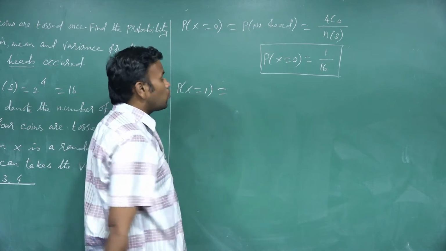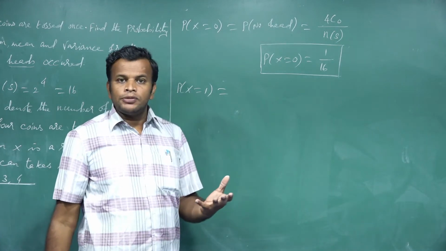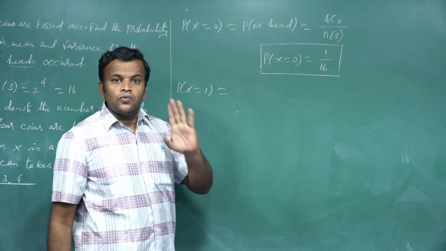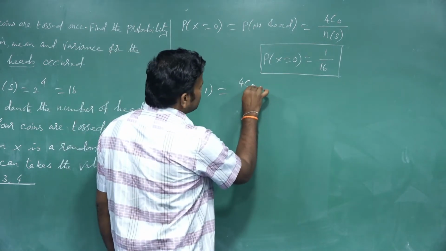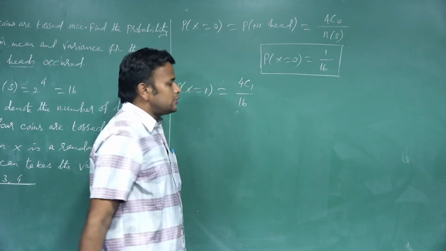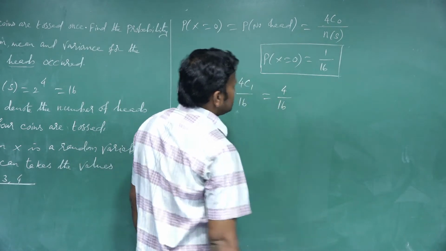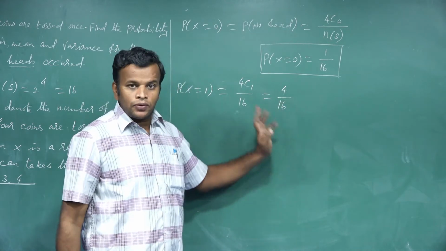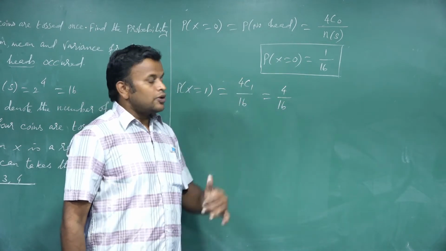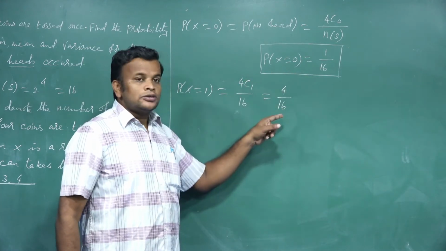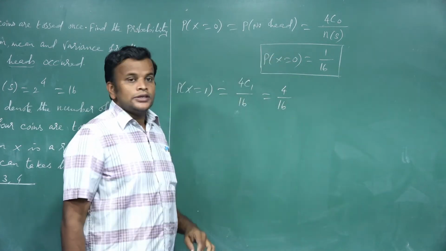P(X = 1). P(X = 1) means the number of heads is 1 out of 4 coins. So we say 4C1 by n(S), whose value is 16. The value of 4C1 is 4, so 4 by 16. There is a chance to cancel here, giving 1 by 4. But to form a probability mass function, we add all, and the final answer will come, we'll check. So I keep it as it is, 4 by 16.